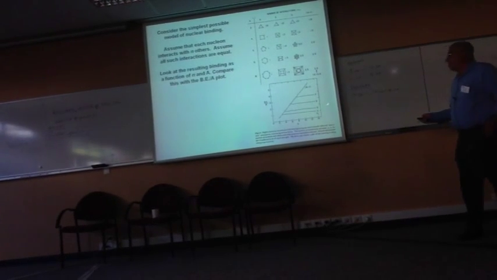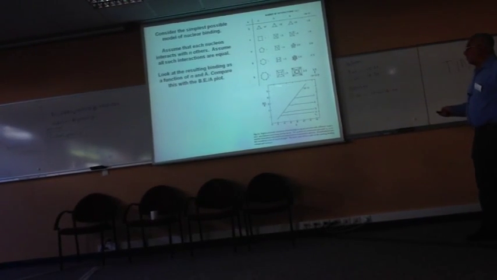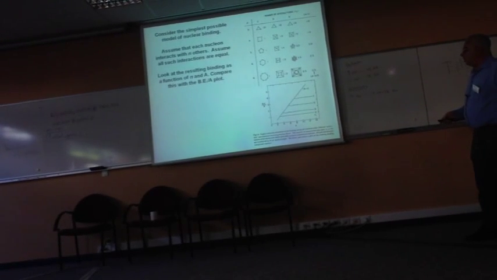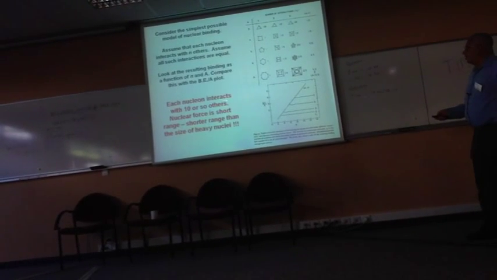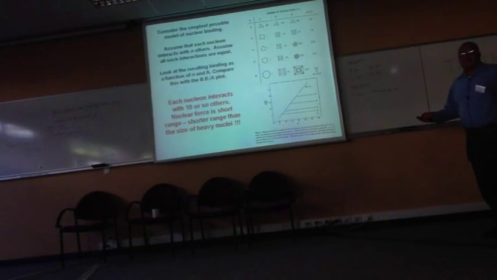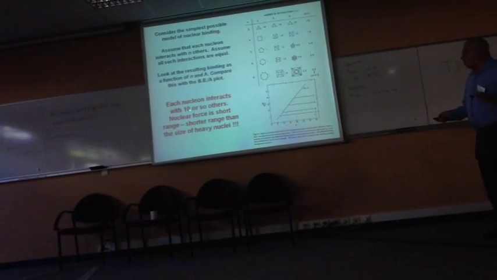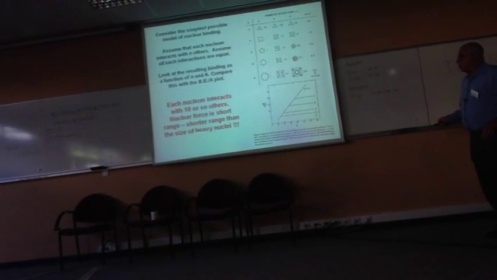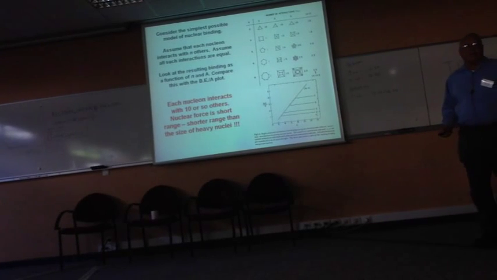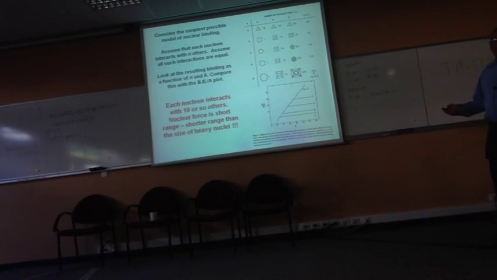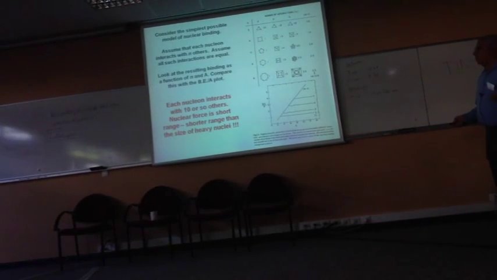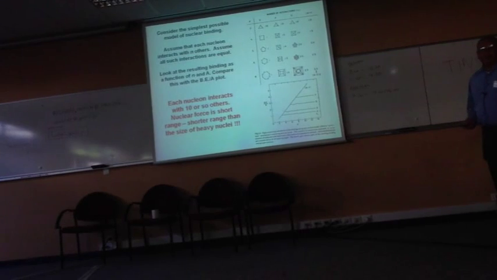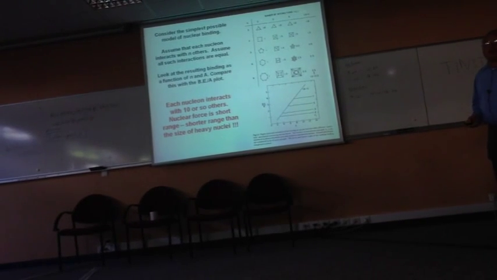And so from this very simple counting scheme, which is hugely oversimplified, you can conclude that each nucleon interacts with 10 or so others. 10 could be 5, it could be 20, but that ballpark. Which means that the nuclear force is short range, and it's shorter in range than the size of heavy nuclei. Okay? So from just measuring the masses of nuclei, putting them on a scale basically, we can already tell that the nuclear force is short range. And it's obviously attractive or we wouldn't be around to ask the question.